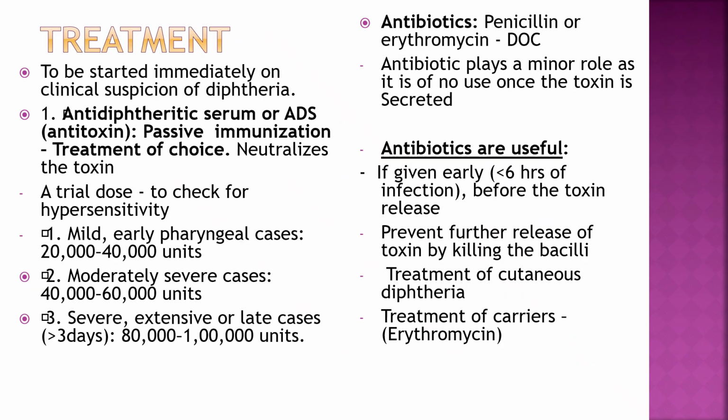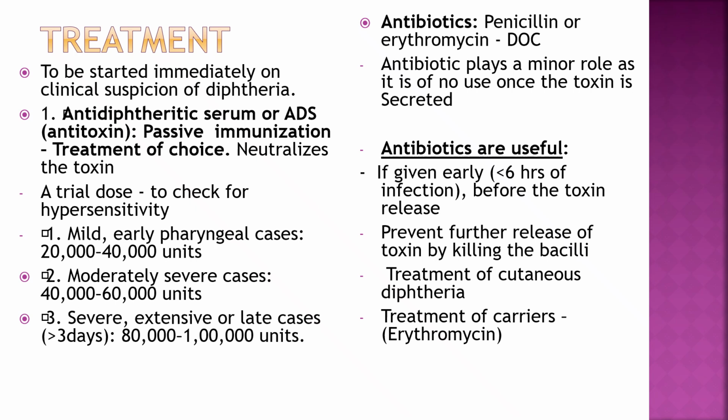The treatment is of two types. You have to start it immediately on suspicion of diphtheria. The first is anti-diphtheric serum, that is antitoxin. It is a passive type of immunization, and it neutralizes the toxin. A trial dose is given to check for hypersensitivity reaction, and then in mild infection, that is early pharyngeal cases, it is 20,000 to 40,000 units, in moderate to severe cases it is 40,000 to 60,000 units, and in severe, extensive and late cases, that is more than 3 days, 80,000 to 1 lakh units are given.